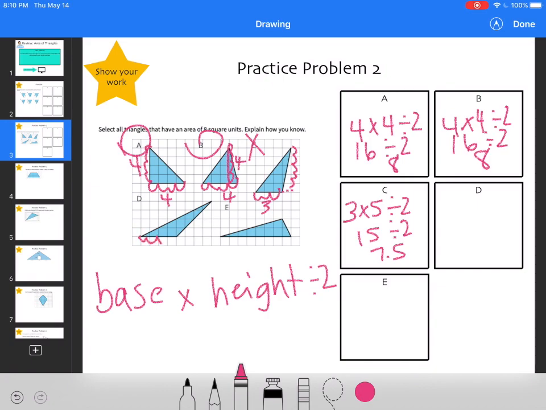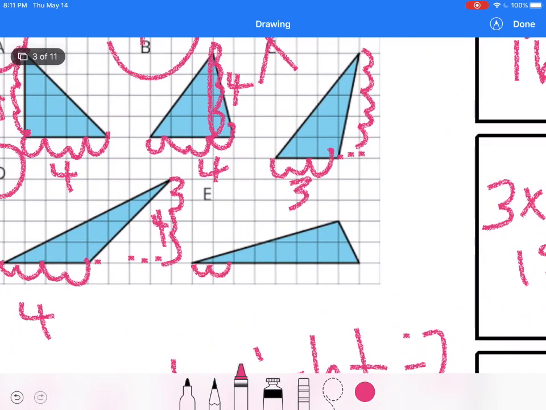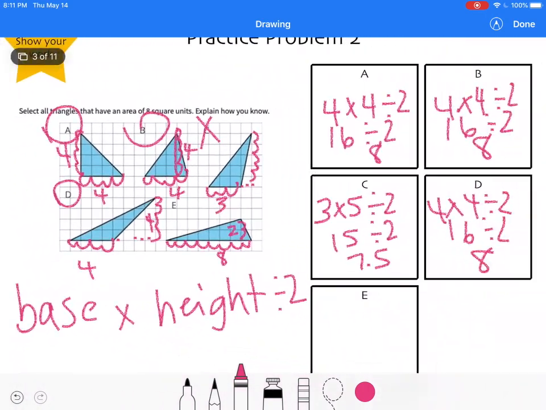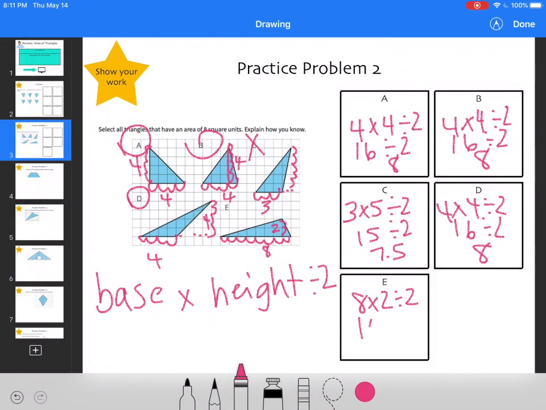D is 1, 2, 3, 4. And then remember, we're extending out our base to meet our height. So 1, 2, 3, 4. 4 times 4 divided by 2. So 16 divided by 2 is 8. So D works. E, 1, 2, 3, 4, 5, 6, 7, 8. And then I'm going 1, 2. So 8 times 2 divided by 2. So 16 divided by 2 is 8.